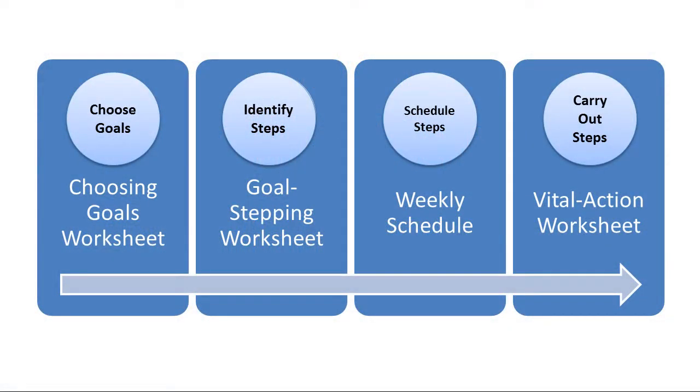So each part of the plan is depicted in this diagram, along with the name of the corresponding worksheet or schedule. So the first step is to choose your goals, and you're going to be using the Choosing Goals worksheet for that. Second step is to identify the steps, and you're going to be using the goal stepping worksheet. Third step is to actually schedule your steps, and you'll have a weekly schedule to do this. And then finally, carry out your steps using the vital action worksheet. And all these worksheets can be found underneath this video for you to download.